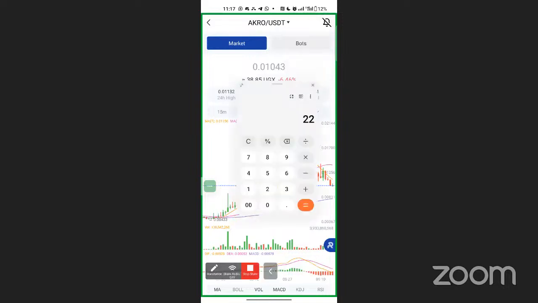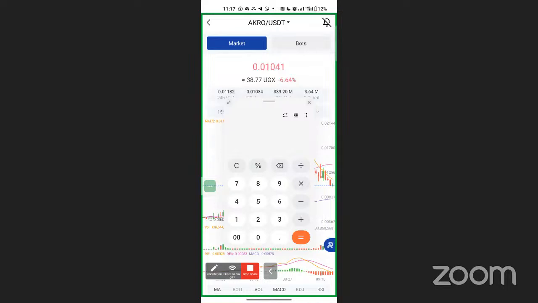So I go to my calculator. Then I say, the current price of ACRO is 0.01041. If I go 20% deep, that is the lowest point I will go in. What if I go 30% deep? 30% deep, that is the price of ACRO. What if I go 40% deep? That will be the price of ACRO. I don't know if that makes sense.